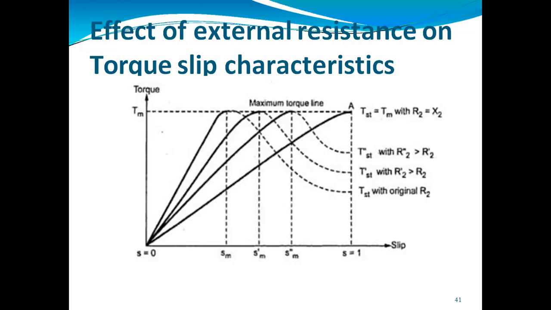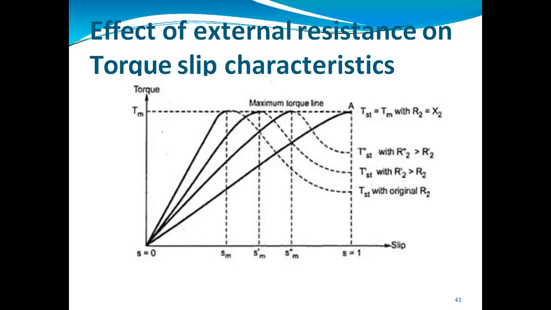So the value of slip will be minimum, because we have the equation torque equal to S into K into R2 upon R2 square plus SX2 square. So you can say, if we take the value of S equal to 0, you will get torque equal to 0. And if we are increasing the value of resistance, the value of torque will increase. So you can control that speed by inserting additional resistance.